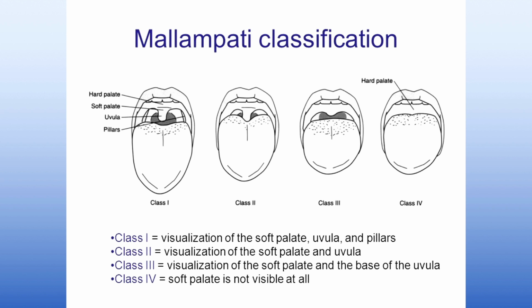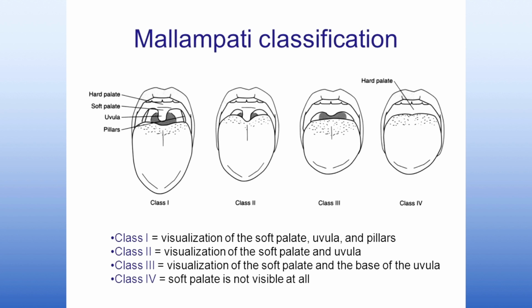When we look in the mouth, we use a classification system called the Mallampati classification. Mallampati really is telling us how much of the back of the throat we can see when the patient opens their mouth and says, "ah." If we can see the uvula, or even part of the uvula, it's associated with either a class 1 or a class 2. We know that patients that have class 1 or class 2 views often have a more direct route from the mouth to the vocal cords and the airway for placing a breathing tube.